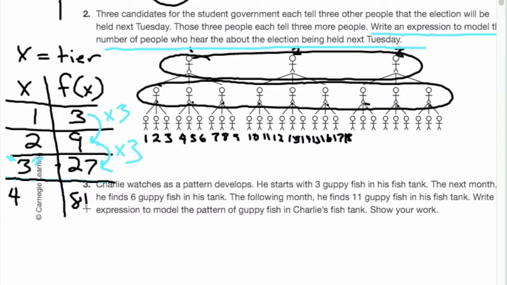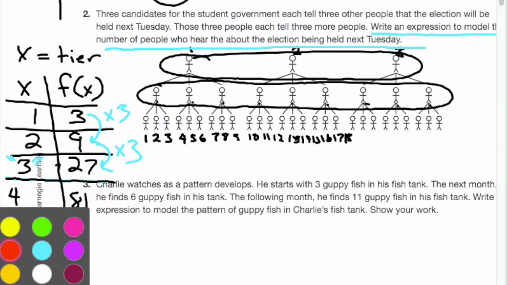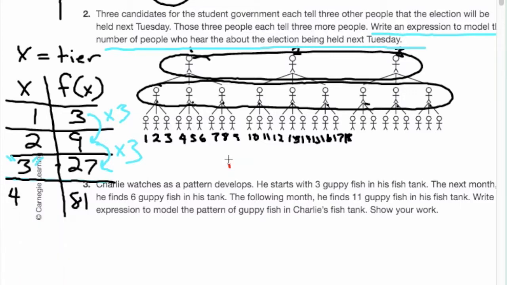Now what did I do to 4 to get 81? Let's back up. What do I do with 1 to get 3? I could multiply it by 3, but what do I do with 2 to get 9? That one's not so easy. So watch this. If I say my model is f of x is equal to 3 raised to the x, would that work?